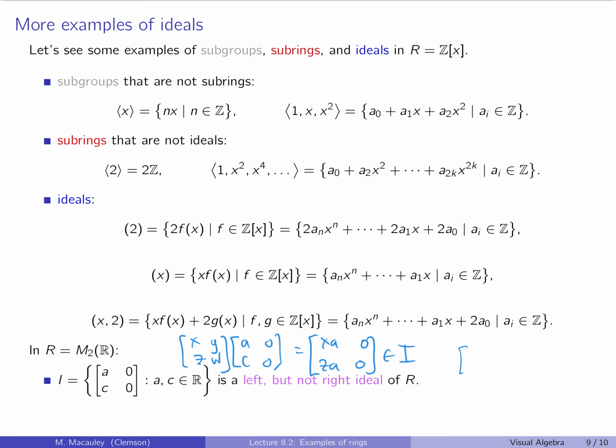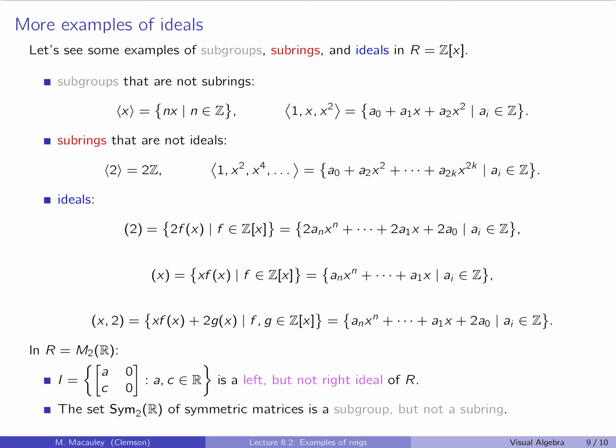So this is closed under multiplication from the left. But if you take this same matrix [a, 0; c, 0] and multiply it by [x, y; z, w] on the other side, let me write it down here because I have space. Now you have things of the form ax, ay, cx, and cy, and that is not in I. So again, it's a left ideal, but not a right ideal.